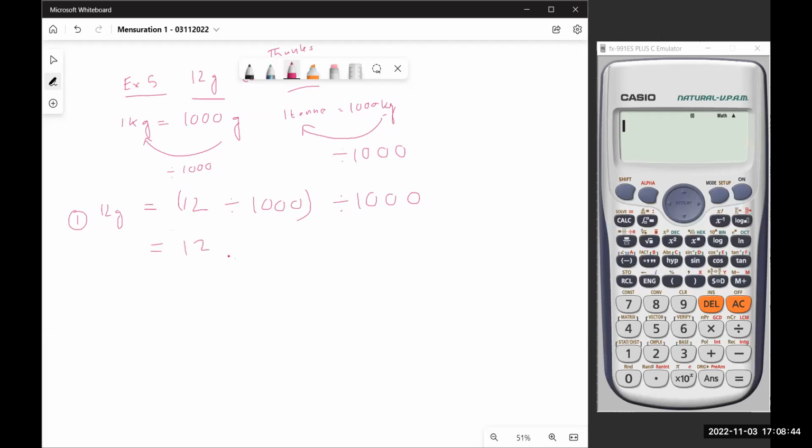Or I can say 12 into 1 over 1000, into 1 over 1000, same thing. Dividing by 1000 is the same as multiplying with 1 over 1000, right? I hope that's clear. Anyone who has a question with this step, going from here to here? No.